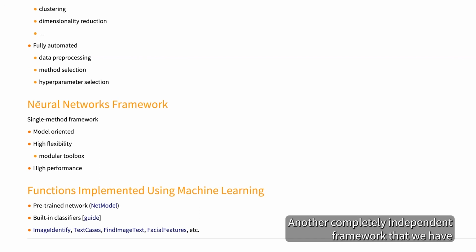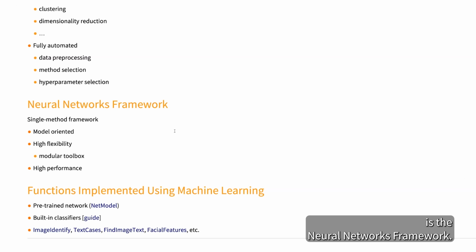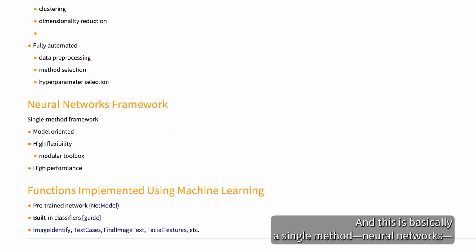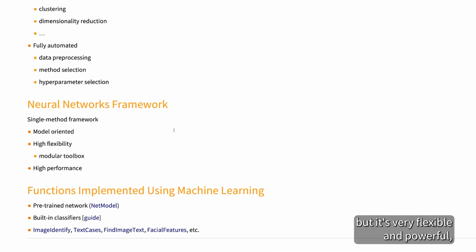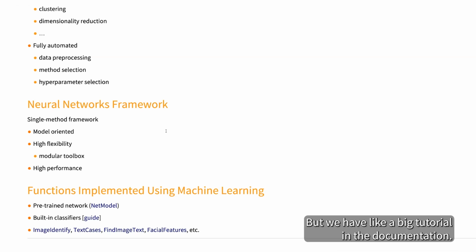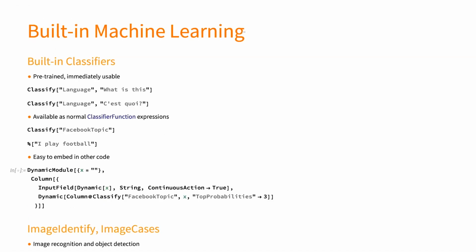Another completely independent framework that we have is the neural networks framework. This is basically a single method, neural networks, but it's very flexible and powerful, so it deserves some special care. Here it's not really task oriented. It's more like a toolbox that offers you the capability of building a model and training it yourself. I'm not going to touch it here because it would deserve a talk on its own. But we have a big tutorial in the documentation.